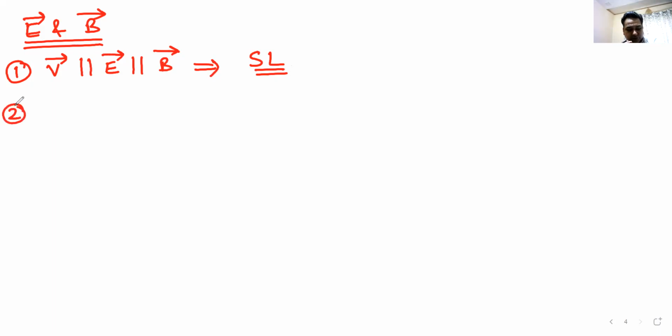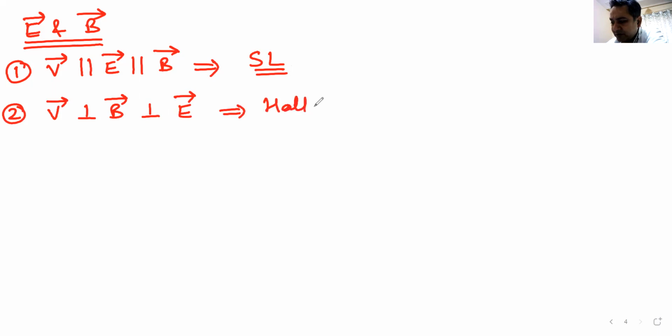Case number 2. There's a very peculiar case here. V is perpendicular to B and this is also perpendicular to E. Many times we will encounter this case. What will happen in this case? There's a very peculiar question that comes, based on something known as the Hall effect. Have you heard this term, Hall effect?